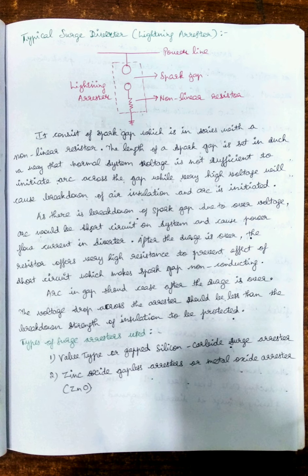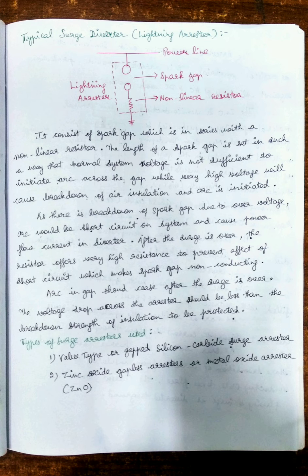The length of the spark gap is set in such a way that the normal system voltage is not sufficient to initiate an arc across the gap, while a very high voltage will cause a breakdown in the air medium, which means the air insulation inside the gap, and initiate an arc, and then the arc will be fed to the earthing surface. As there is a breakdown of the spark gap due to the over voltage, the arc could be short circuited on the system and cause a power flow current in the diverter.